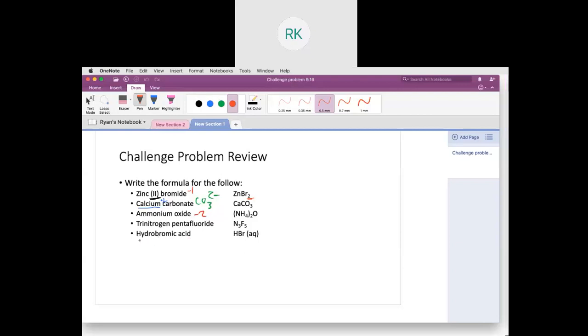And lastly, hydrobromic acid. This is the classic naming system for a binary acid. Hydro-blank-ic acid, and because brome is the root of the word, we know it's HBr. Notice that I wrote aqueous, which is what makes it an acid. If it was HBr gas, it would not be hydrobromic acid. So that's a review of the review problems.